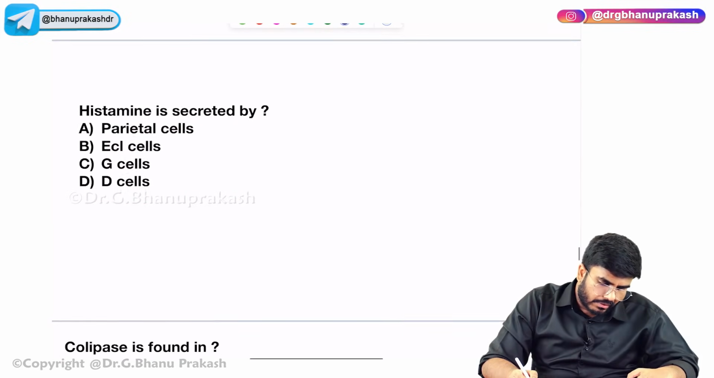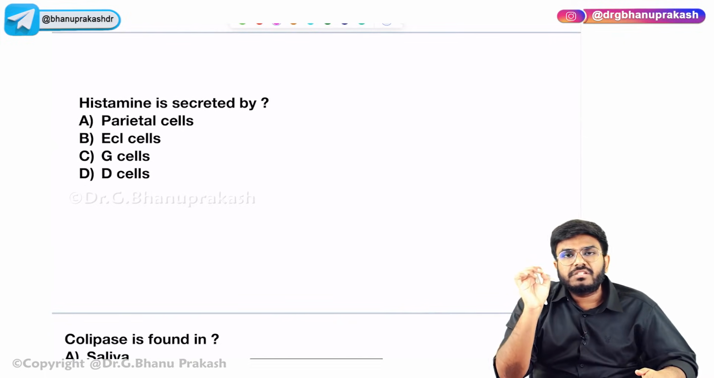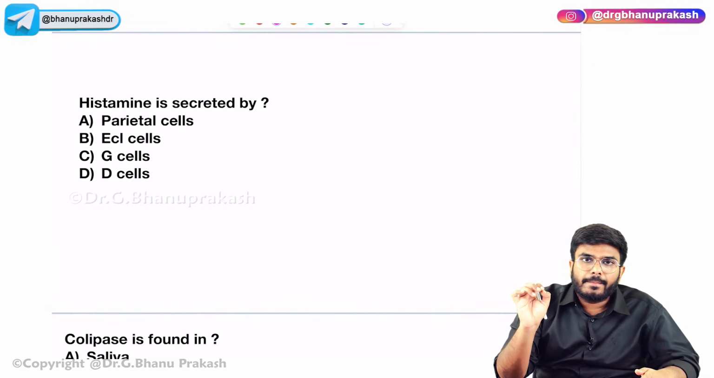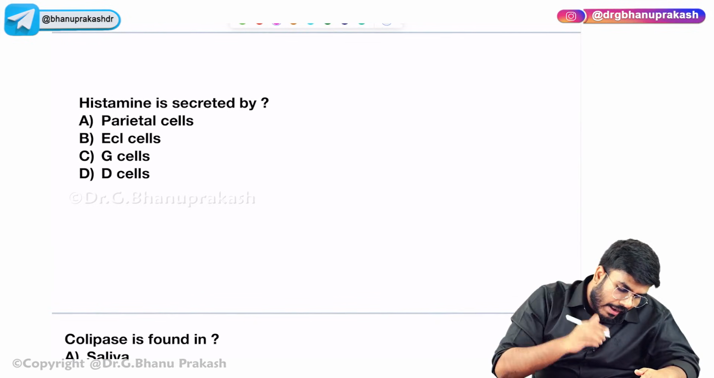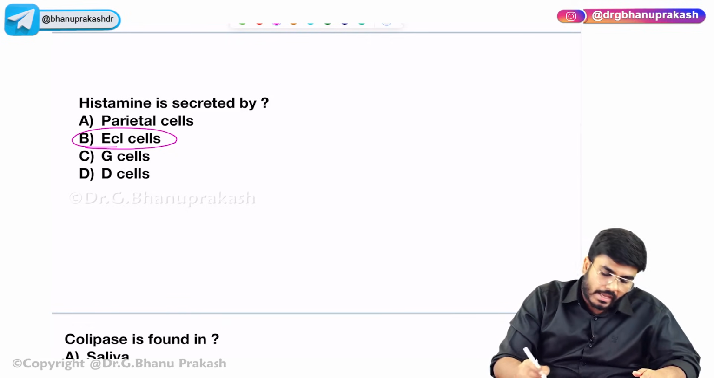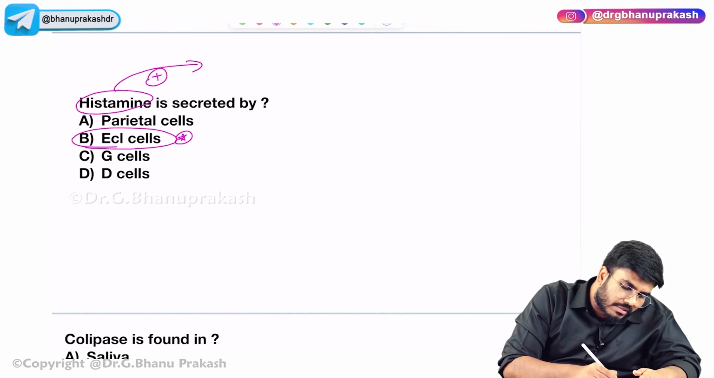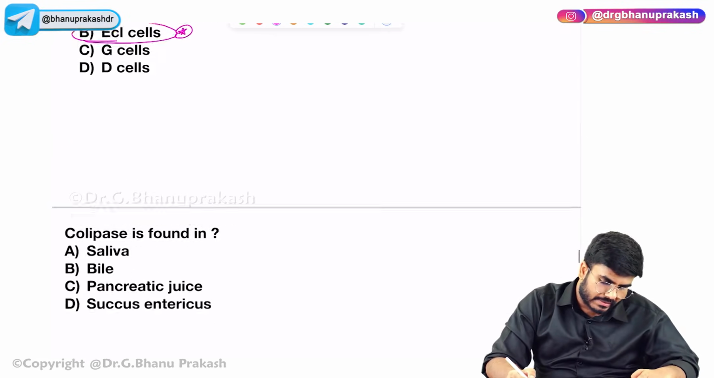Okay. Now look here, histamine is secreted by, you know. So histamine in the stomach is produced by enterochromaffin-like cells. Because I have taught you enterochromaffin cells produce serotonin. Enterochromaffin-like cells produce histamine, and what is the function of histamine? Histamine stimulates the release of acid.